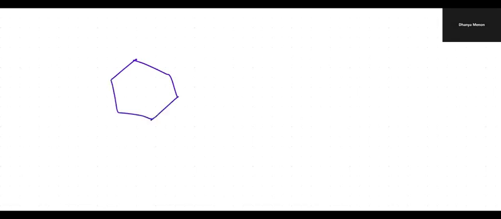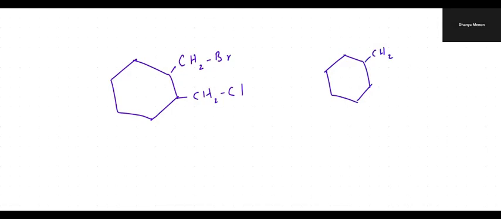CH2Br, CH2Cl. Okay, here I'm redrawing it again. CH2Br, CH2Cl. Okay, now here I can number it this way: 1, 2, 3, 4, 5, 6. I can also number it 1, 2, 3, 4, 5, 6. Both the ways I can number it.